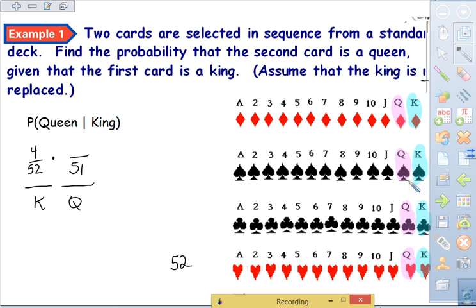Highlighted in pink, these are my queens. Again, we have 4 in our deck. So now we have 4 out of 51 are queens. Then we need to multiply these, which reduces to 4 out of 663. And as a decimal, this is approximately 0.6%, which is 0.006 as a decimal. So we have a very low chance of that happening.